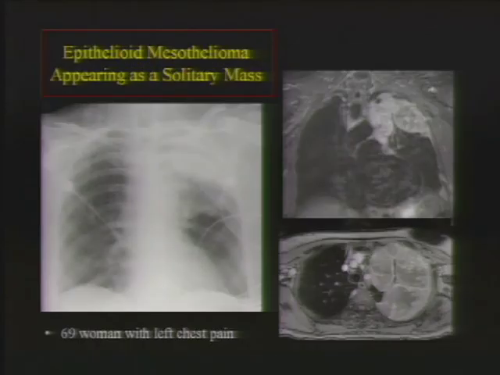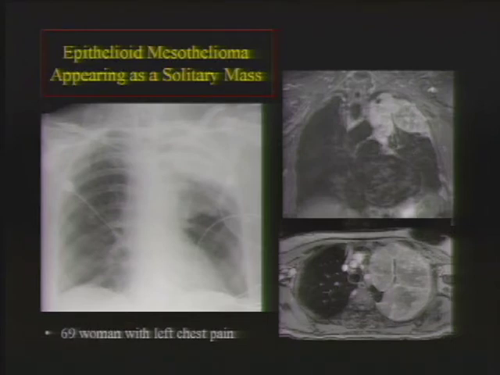Here's my example of mesothelioma appearing as a solitary mass. There's this giant mass in the apex. It honestly looks more like a lung cancer to me. But on CT, we see this sort of tumor wrapping around the apex of the lung, and this is an epithelial mesothelioma.